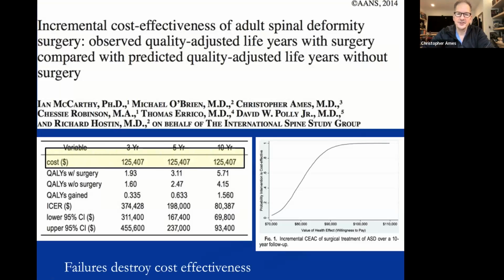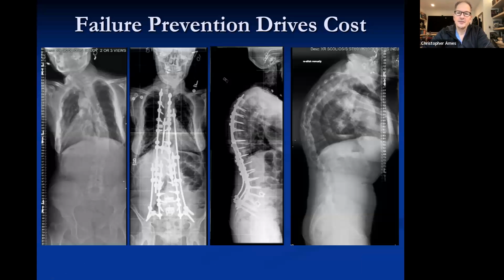So that becomes a big problem, and failure destroys this. So how have we approached this? Well, in my institution, we've approached it by spending more money at the index procedures.